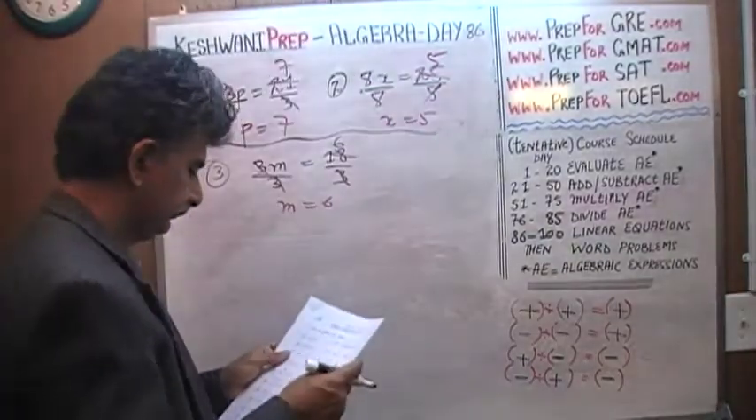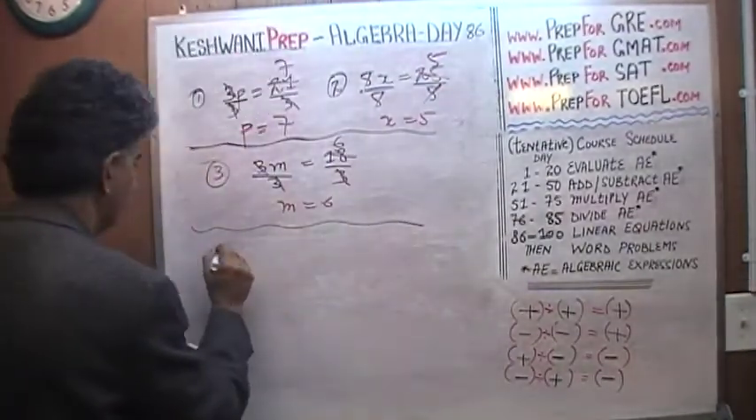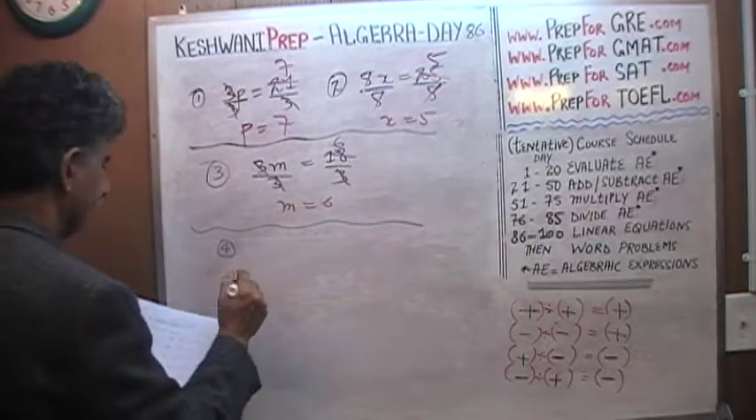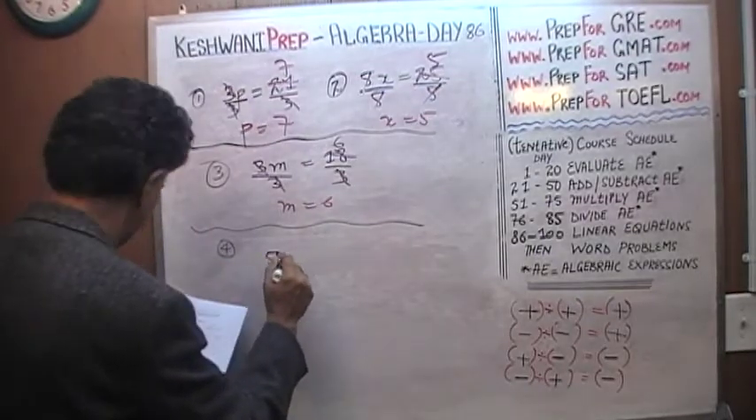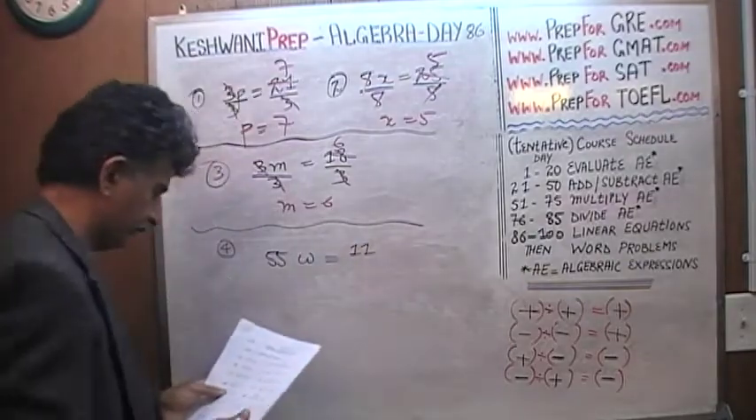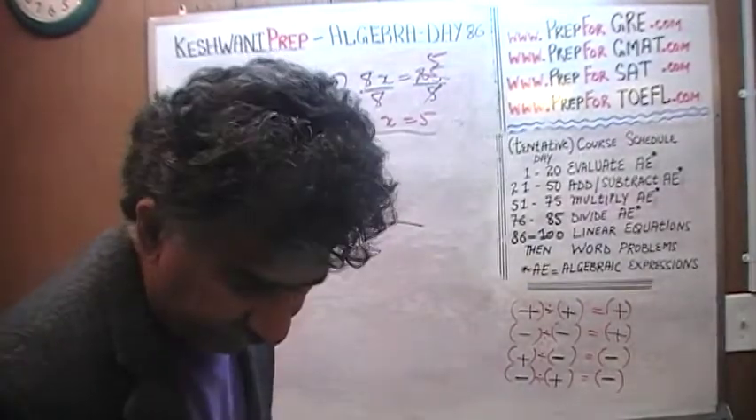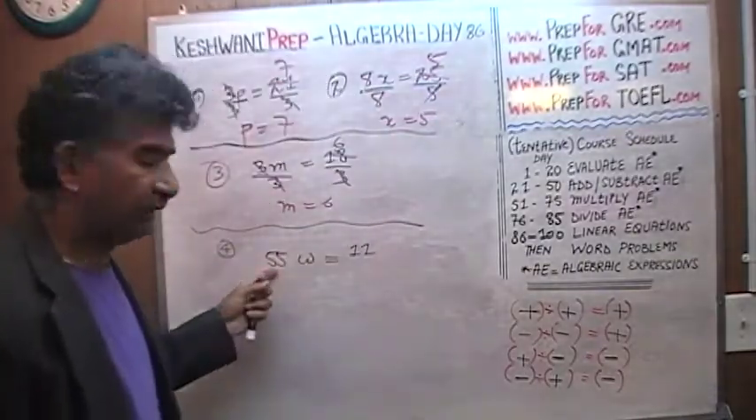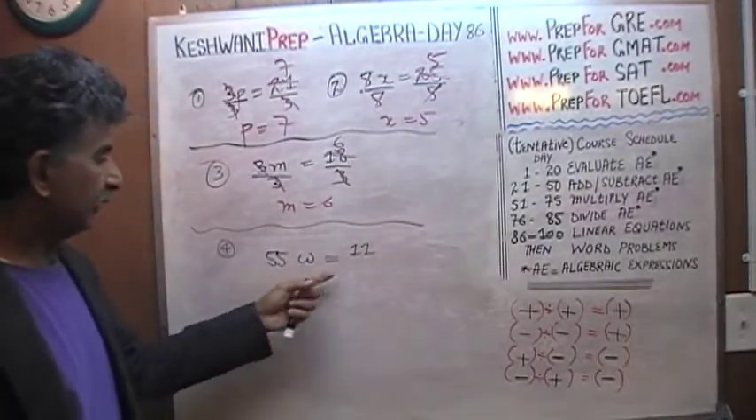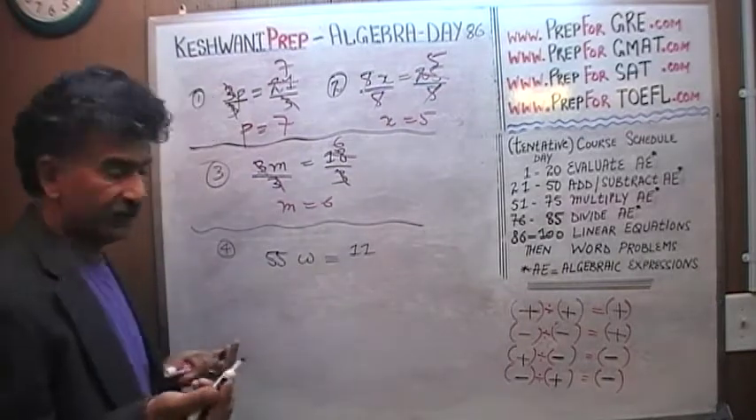Number 4. They're going to go very fast. 55w equals 11. Now slow down here. We need to slow down here. What number multiplied by 55 will give us 11? This is a little tricky. Again, the same idea. It doesn't change anything.